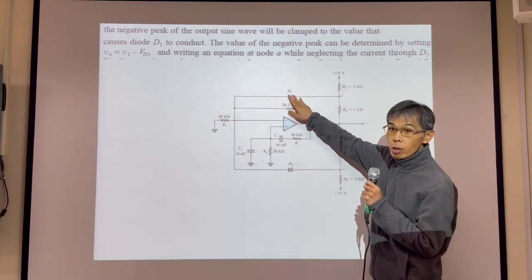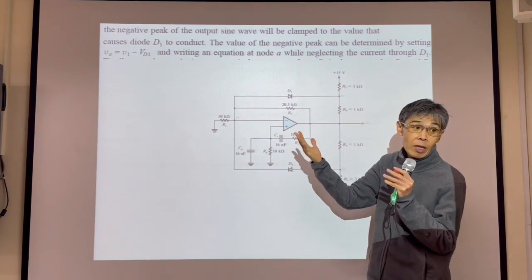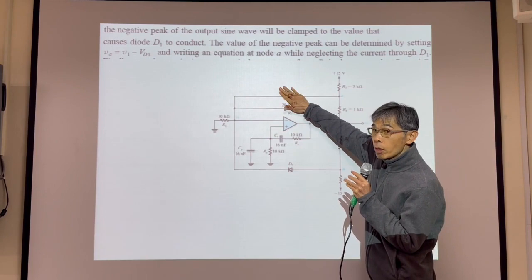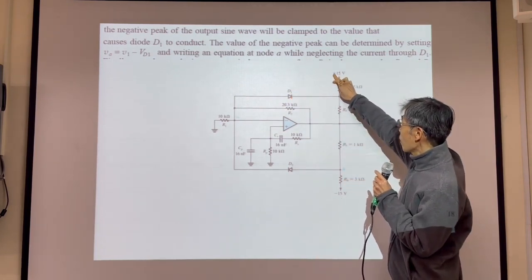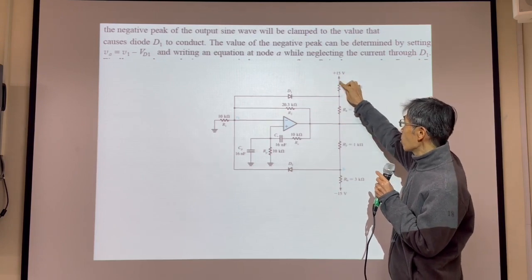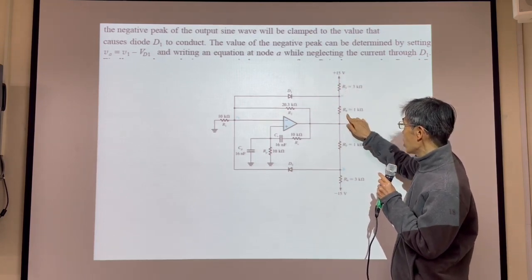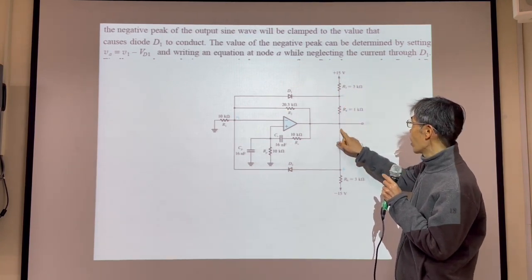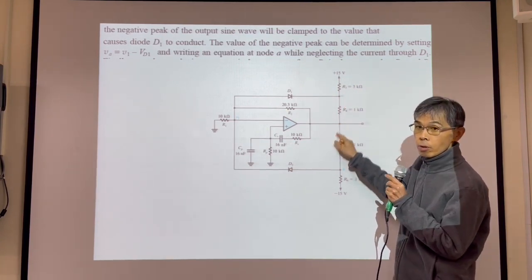Assume there's small current, very tiny. So you can ignore the current here. So no current here. All the current comes from this, goes down to this point. So the current through R1 should be the same as the current through R4. So this way you can write down VO. Okay.